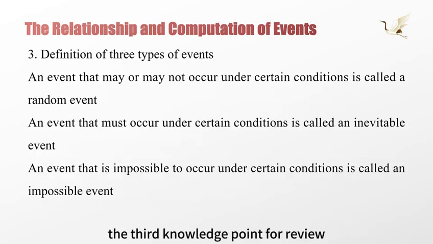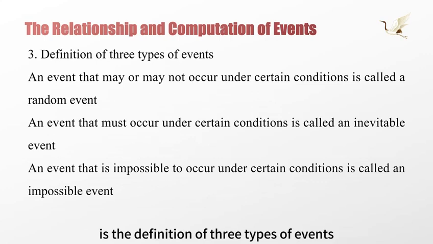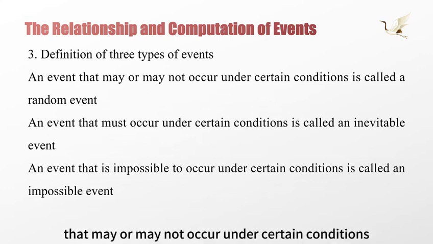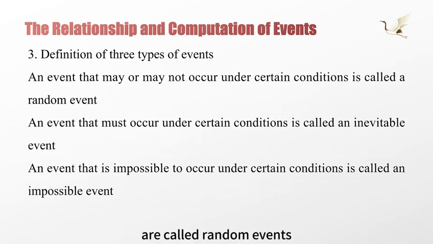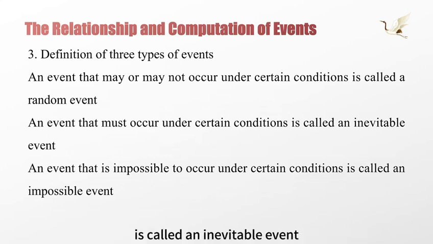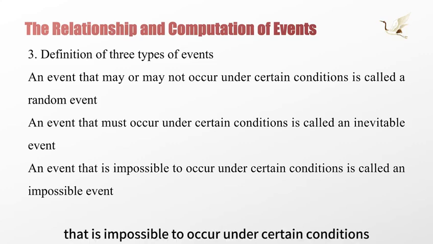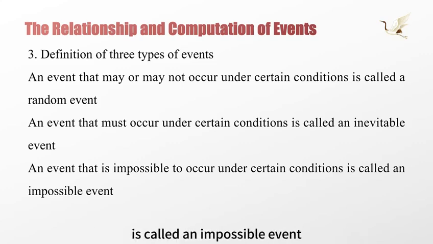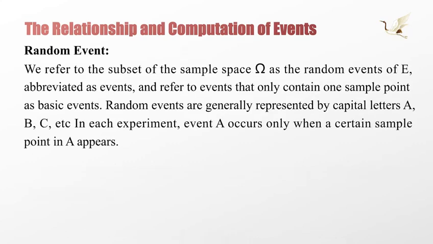The third knowledge point for review is the definition of three types of events. Events that may or may not occur under certain conditions are called random events. An event that must occur under certain conditions is called an inevitable event. An event that is impossible to occur under certain conditions is called an impossible event. Let's use another language to express these three events. First, let's look at random events.